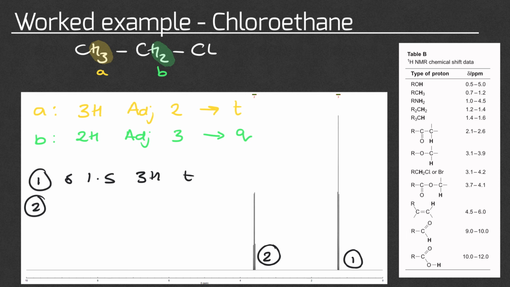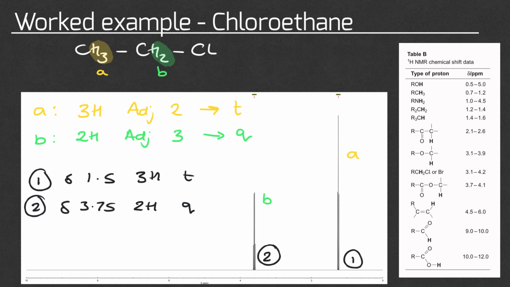We'll do the same for peak number 2. It has a chemical shift of about 3.75. It has an integration of 2. And it is a quartet as it has been split up into 4 separate peaks. In this case, we can now easily match up the peak to the environment. It's quite easy to see that environment A should be peak number 1, and environment B should be peak number 2.